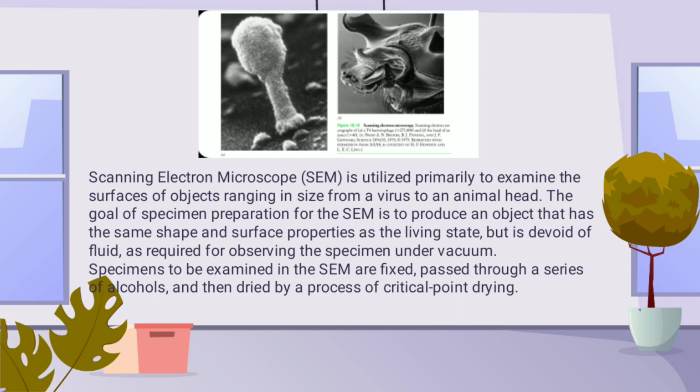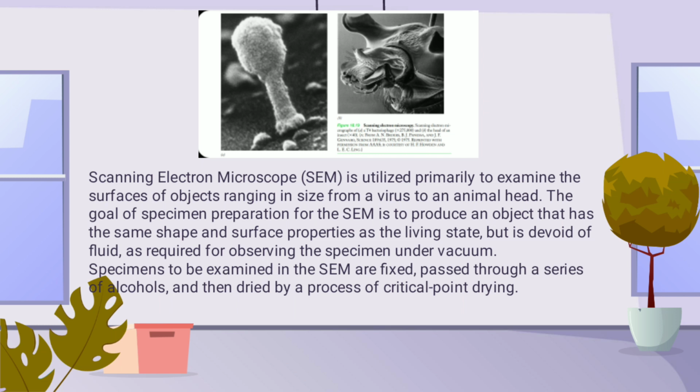When cells are simply air-dried, destruction results largely from surface tension at air-water interfaces. Specimens to be examined in the scanning electron microscope are fixed, passed through a series of alcohols, and then dried by a process of critical point drying.